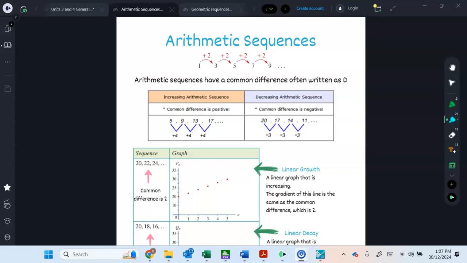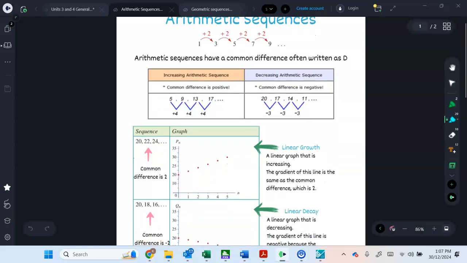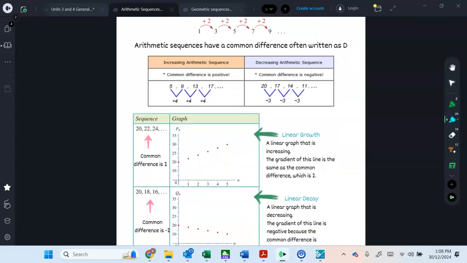Hey everyone, in this video we're going to go through some questions involving arithmetic sequences and geometric sequences. So just a quick recap of what arithmetic sequences are. Remember, there's a common difference. If it's positive, it's going up, it's an increasing arithmetic sequence. If it's a negative common difference, then it's decreasing.